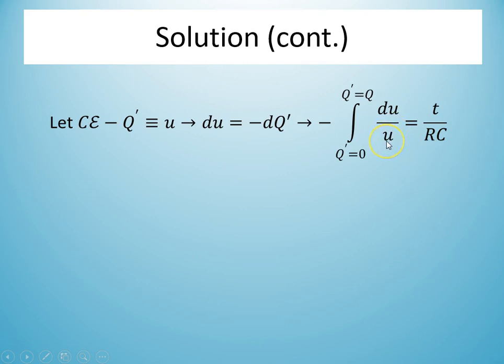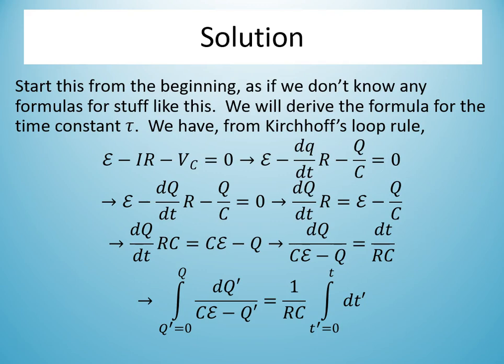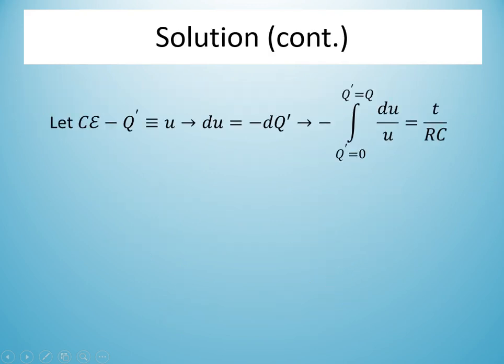Well, we don't have a negative dq prime, but we do have a positive dq prime, so we're just going to replace that with a negative du. See, there's that negative sign right there. And on the right side of the equation that we had before, we simply integrate this with respect to time. That just gives us a t, and plugging in the bounds of that, we just end up getting a t over RC left over. That 1 over RC was factored out at the beginning.